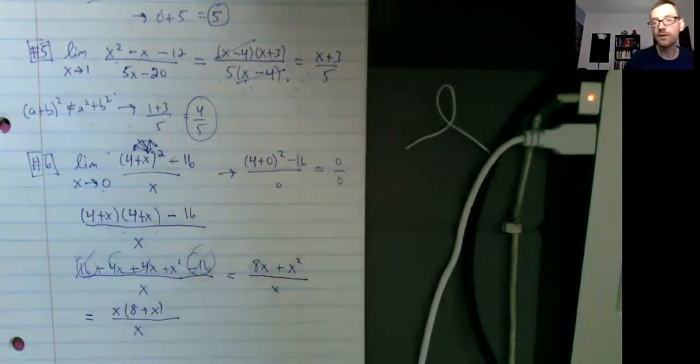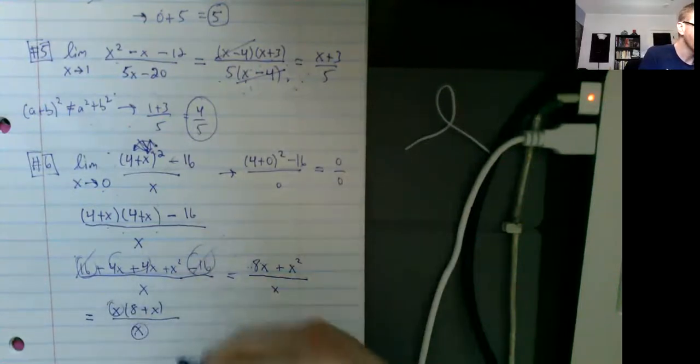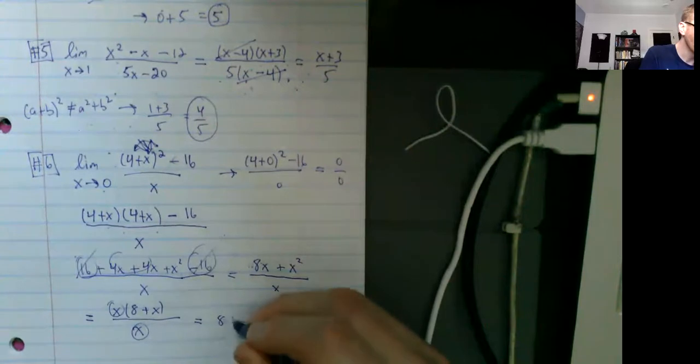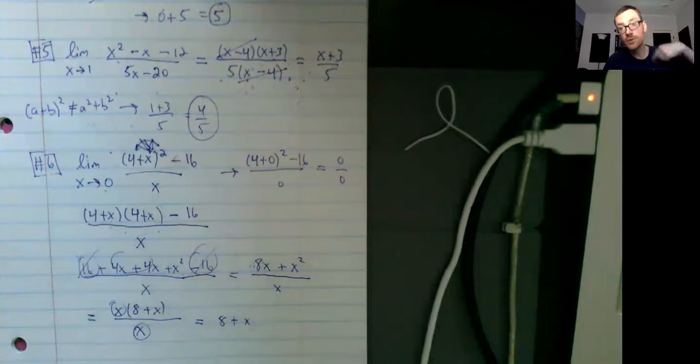And now, finally, we see that we can cancel this x here with that one. So after canceling, we have 8 plus x. And of course, if you plug 0 into this expression, you do get a perfectly ordinary, nice number. You get 8. So that's the value of the limit.